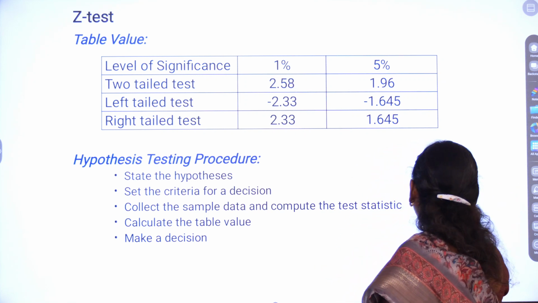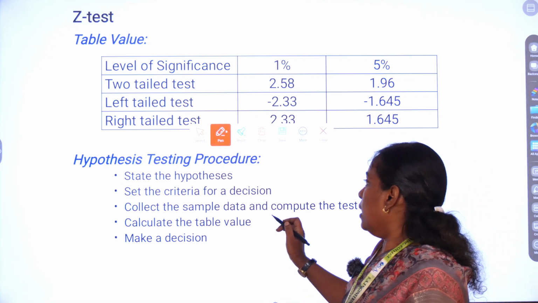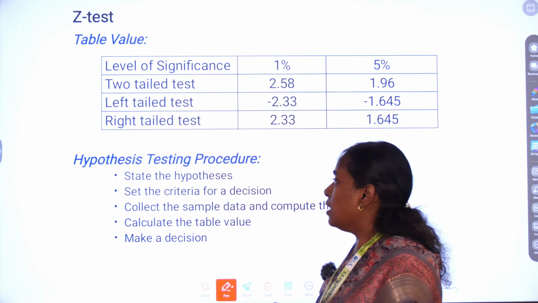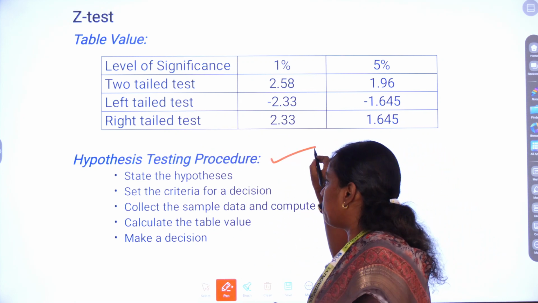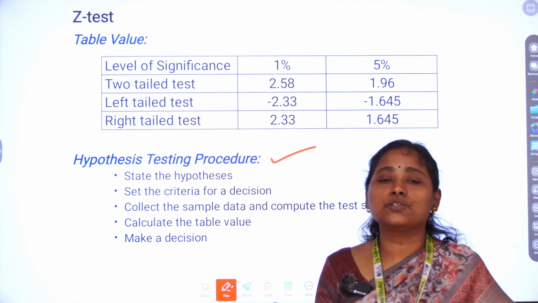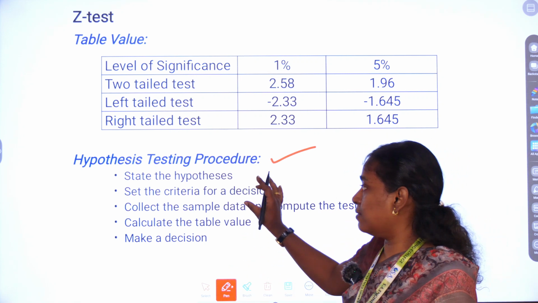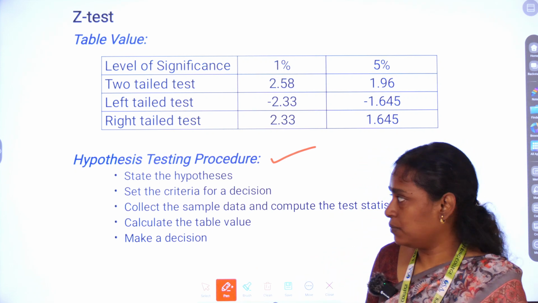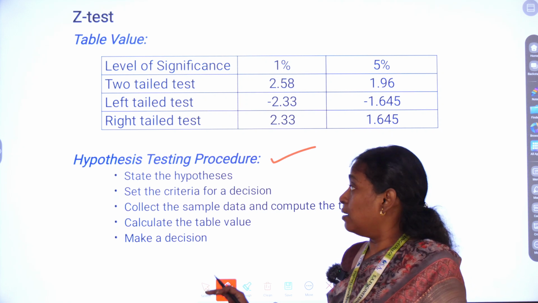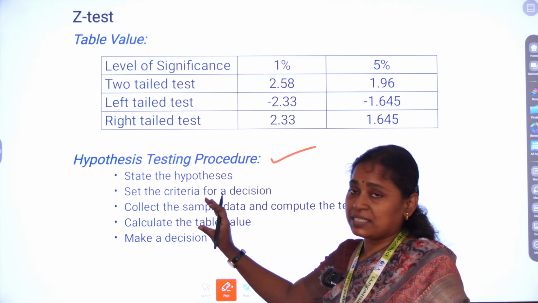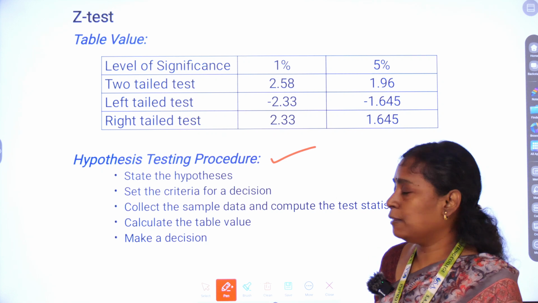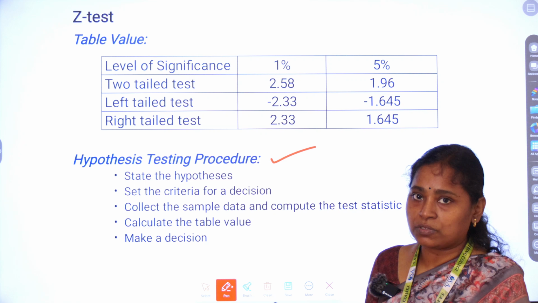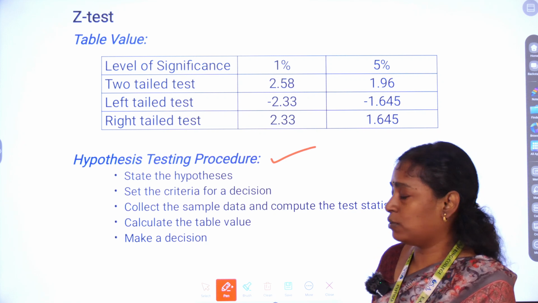Now, a very important concept is the procedure for testing of hypothesis. Again, this concept is applied in all the sessions to solve the problems. These are the steps which should be applied for all the tests to solve a problem. Now let us see one by one. The procedure for testing of hypothesis has 5 steps. The first step is state the hypothesis. What do we do in state the hypothesis?